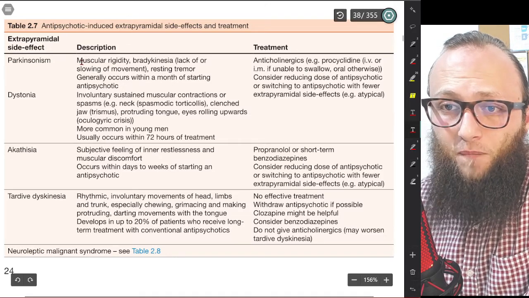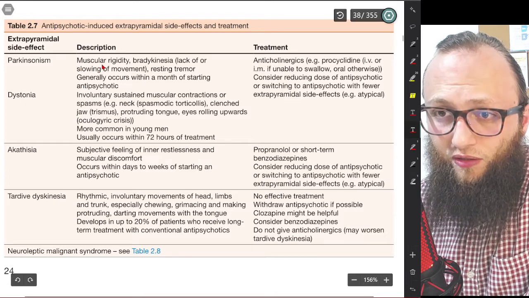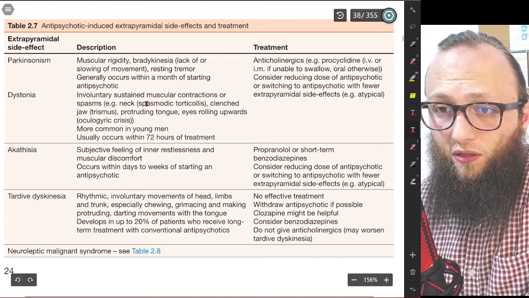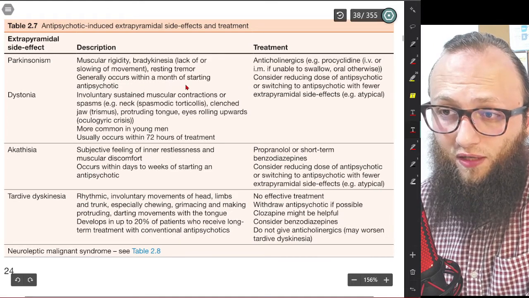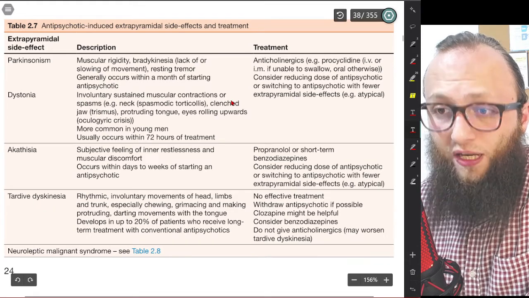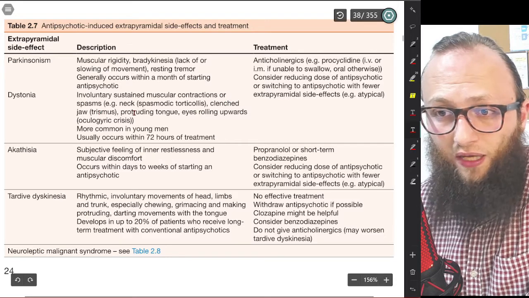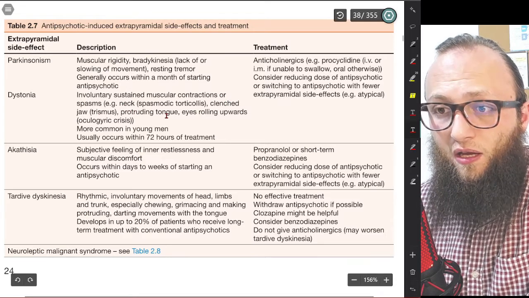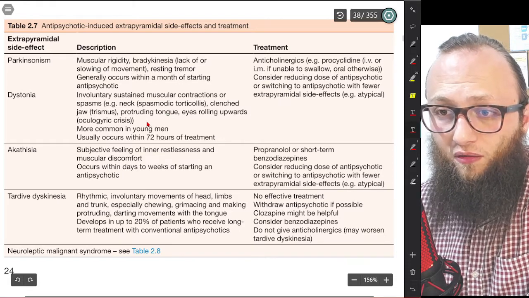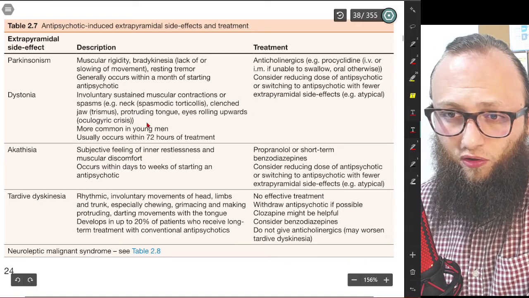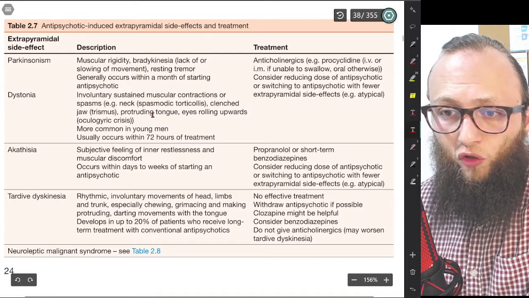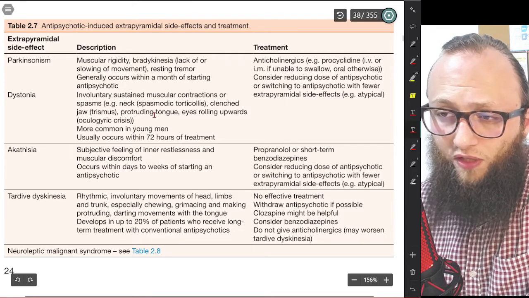Parkinsonism: muscular rigidity, bradykinesia, lack of or slowing of movement, resting tremor, generally occurs within a month of starting antipsychotic. Dystonia: involuntary sustained muscular contractions or spasms like neck, spasmodic torticollis, clenched jaw, trismus, protruding tongue, eyes rolling upward. This is oculogyric crisis. It's more common in young men, usually occurs within 72 hours of treatment.